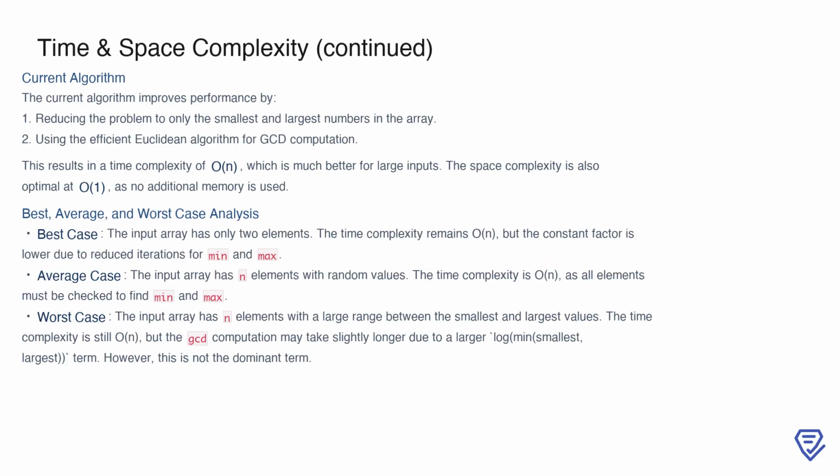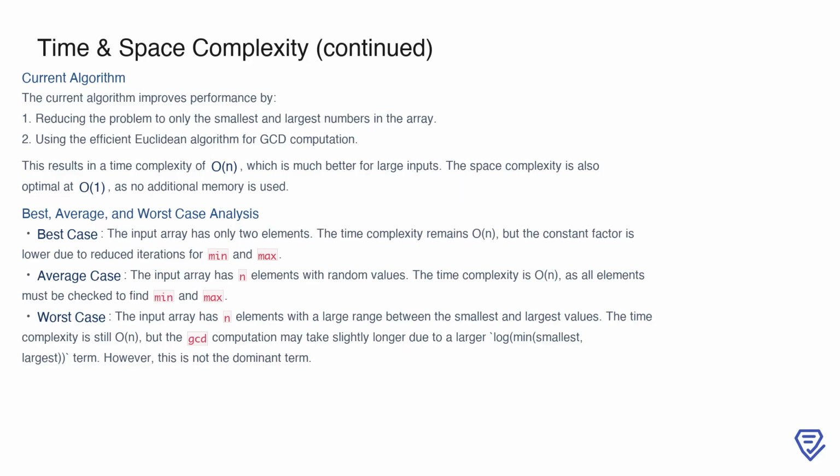The current algorithm optimizes this process significantly by focusing only on the smallest and largest numbers in the array. This reduction eliminates the need to consider all pairs, drastically improving the efficiency. Furthermore, the use of the Euclidean algorithm ensures that the GCD computation is performed as efficiently as possible. Together, these optimizations result in a time complexity of O(n), which is much more suitable for large input sizes. The space complexity also remains optimal at O(1), since no additional memory is used beyond a few temporary variables.